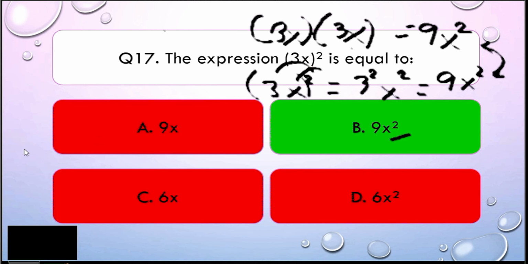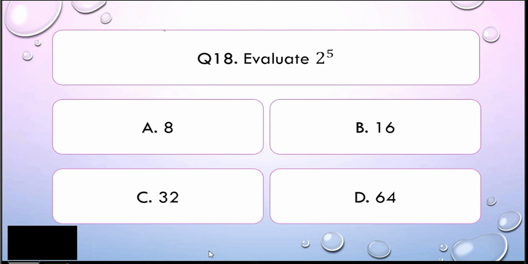All right, so now let us go to question number 18. Evaluate 2 to the power of 5. Is it A, 8, B, 16, C, 32, or D, 64? I'll give you 5 seconds to think about your answer.